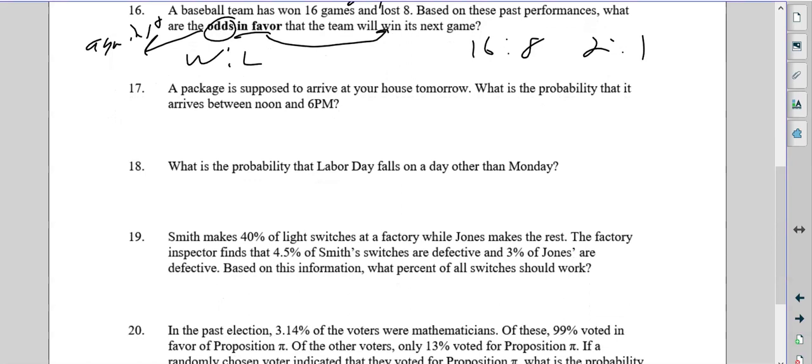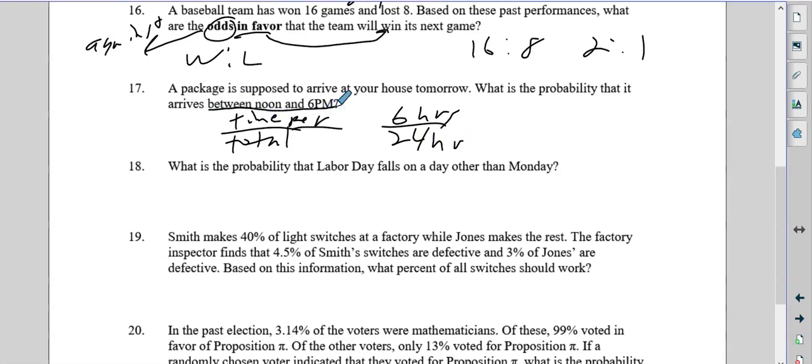17. A package is supposed to arrive tomorrow at your house. What's the probability it arrives between noon and 6 p.m.? Kind of a strange problem. I don't know. What is the probability? Well, you got to think about it. So we have our time period, and we have our total. Between noon and 6 p.m. is 6 hours out of a 24-hour day. So you're not given the number, but you kind of are.